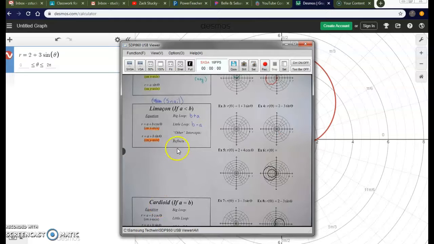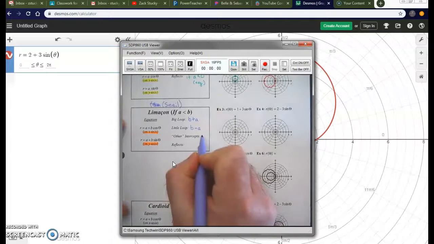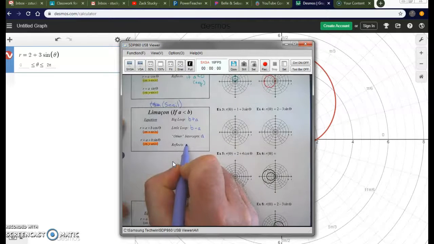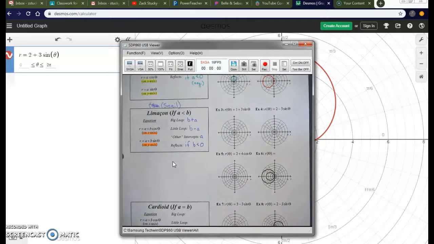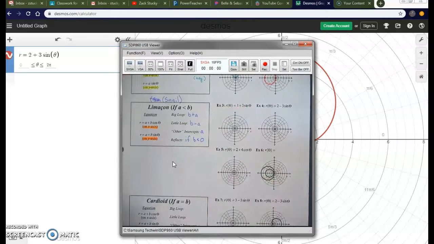So let's go back and finish our little table here. Our other intercepts are going to occur at whatever little a is. And then this is going to reflect if b is less than 0. So let's try to make a sketch here. We already graphed this on our calculator, but let's see now if we can graph this on our own.